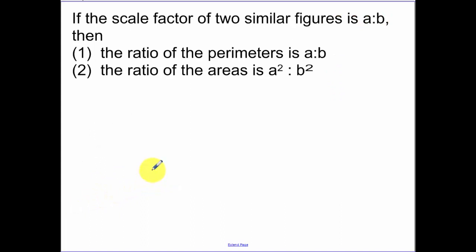Okay, if the scale factor of two similar figures is A to B, then the ratio of their perimeters is also A to B, and the ratio of their areas, you just have to square the scale factor. Okay, so the ratio of the perimeter is A to B, and then you square it to find the ratio for the areas.